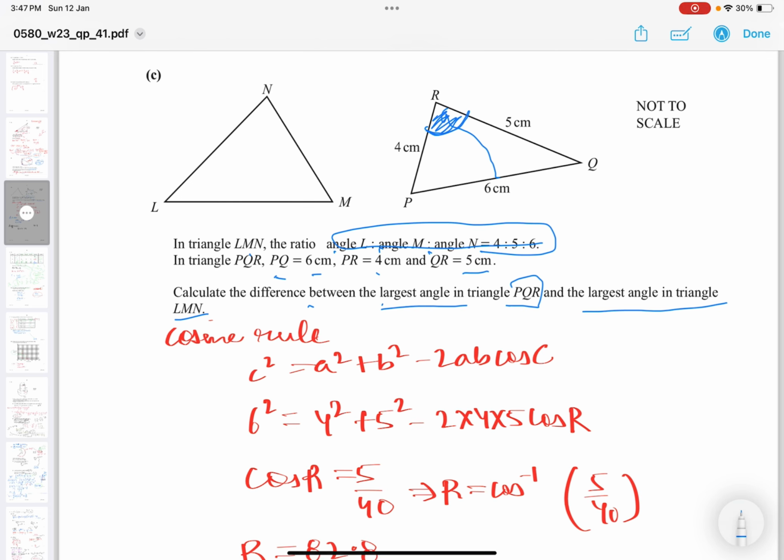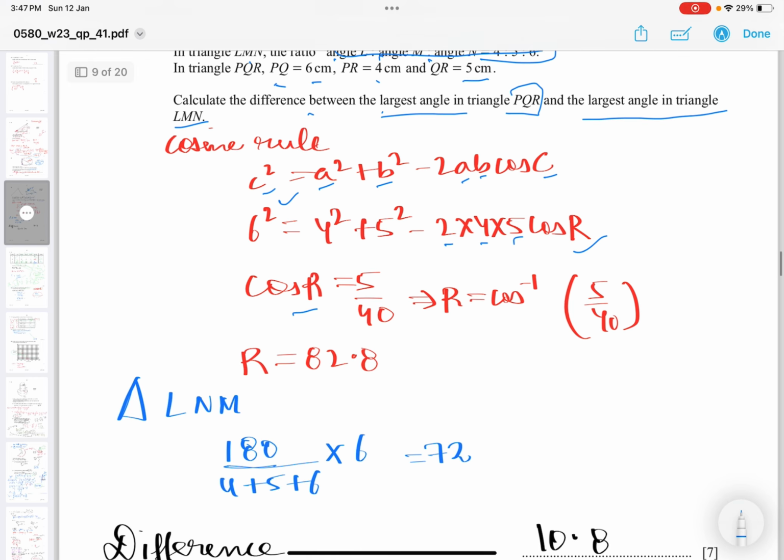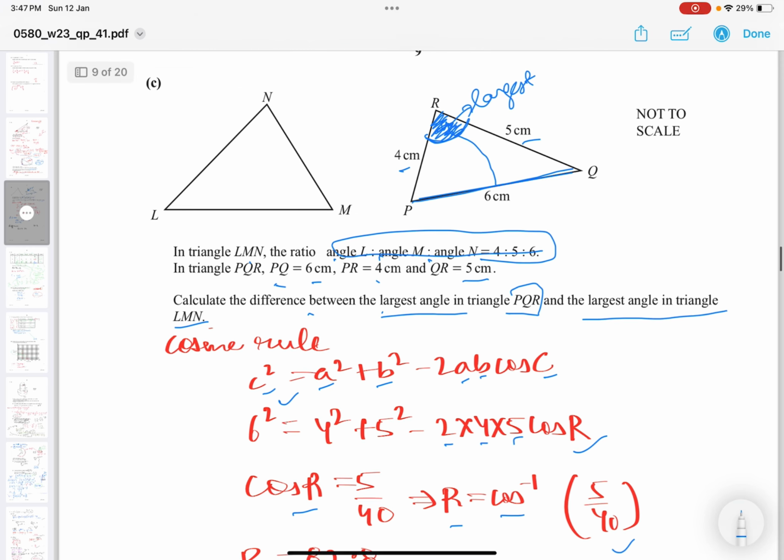So the cosine rule says c square equals a square plus b square minus 2ab cos c. Now over here we are finding r, so we will write cos r. This side would be 6, so 6 square equals 4 square plus 5 square minus 2 times 4 times 5 cos r. We'll find the value of cos r from here. So r would be cos inverse of 5 upon 40, r would be 82.8.